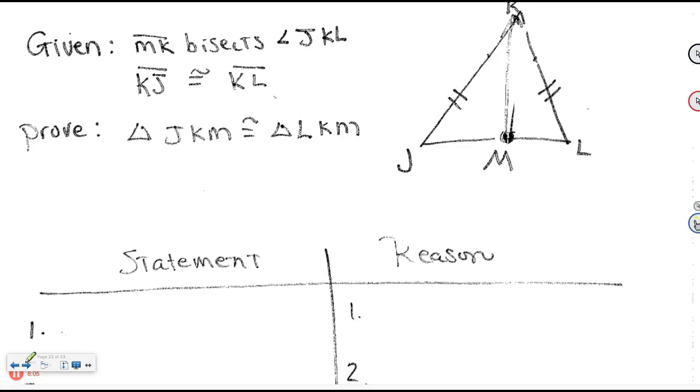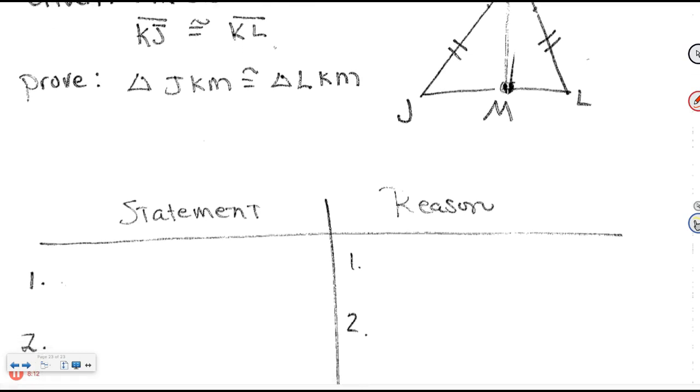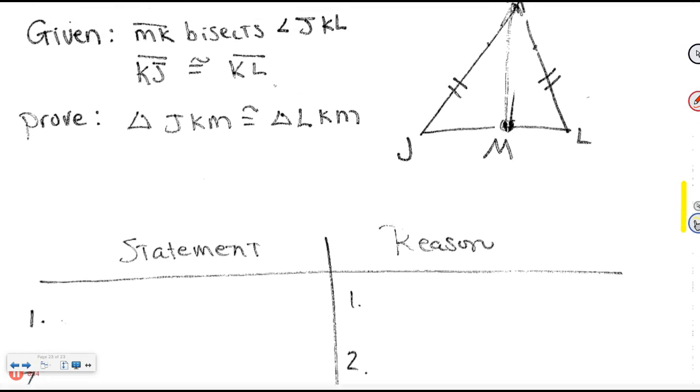Here we go. First thing I do in every proof is I restate my given. Sometimes I say thank you, sometimes I don't. So what are they giving me here? MK bisects angle JKL. Not really saying thank you for that one because you didn't give me any angles or any sides. I'm going to use it, but it's not when I go thank you. But the next one I'll say thank you.